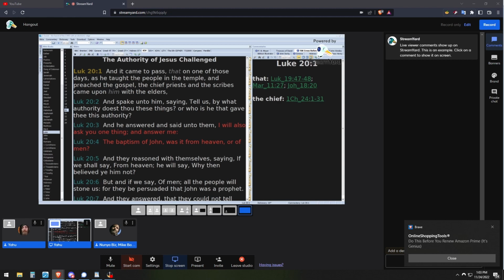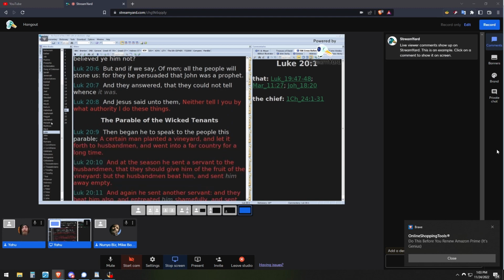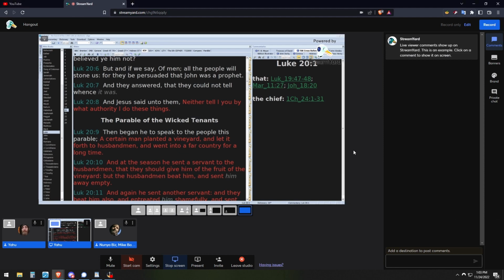And he answered and said unto them, I will also ask you one thing, and answer me. The baptism of John, was it from heaven or of men? And they reasoned within themselves, saying, If we shall say from heaven, he will say, Why then believe ye not him? And if we say of men, all the people will stone us, for they be persuaded that John was a prophet. And they answered that they could not tell whence it was. And Jesus said unto them, Neither tell I you by what authority I do these things. Then began he to speak to the people this parable. A certain man planted a vineyard.